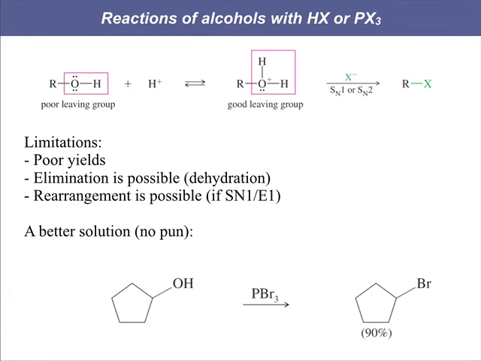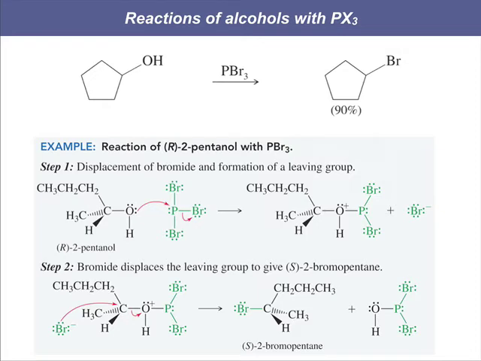Here's the mechanism. It's kind of a fun mechanism. It also explains how we get inversion of stereochemistry here. We'll start with our alcohol. Here's, say, a 5 carbon alcohol, 1, 2, 3, 4, 5. That's 2-pentanol, our alcohol is on the 2 carbon of a 5 carbon chain.